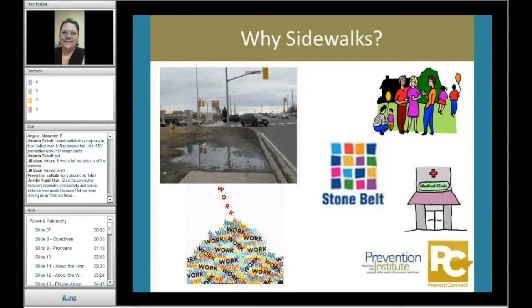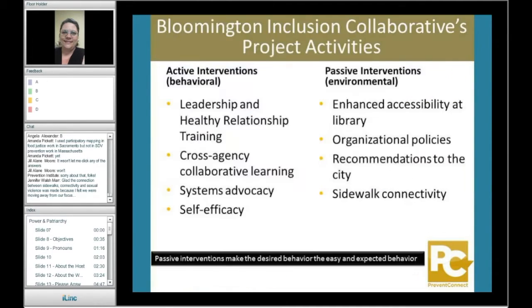Wow. Really interesting work there, and I want to just go back to the previous slide where you talk about your different work. If I can ask you a little, well, first of all, I really appreciate the distinction between the active and the passive, and that by changing the environment, we can make the desired behavior the easy and expected behavior. So I think that really makes the case for trying to create policy change and systems change and changes to the physical built environment in communities. Can you talk a little bit about what that systems advocacy looks like?